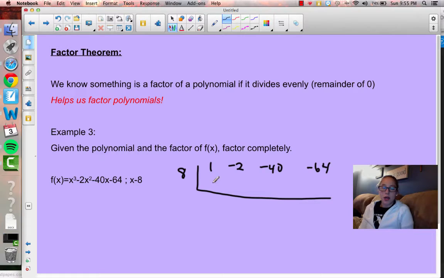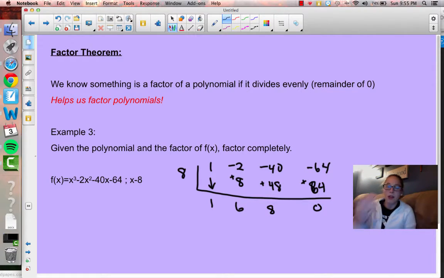Okay, and I'm going to go ahead and start multiplying. So I bring down my 1, 8 times 1 is 8. Negative 2 plus 8 gets you 6. Well, 8 times 6 is 48. Then if I add this, I get negative 40 plus 48, that's positive 8. And 8 times 8 gets you 64. And when you add negative 64 and positive 64, you get a 0. So this is what I mean by you're getting a remainder of 0. That means it goes into it evenly.